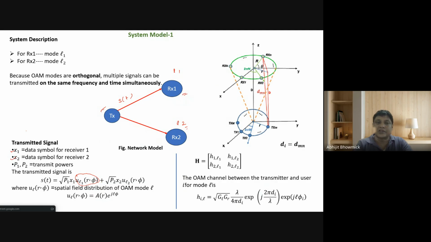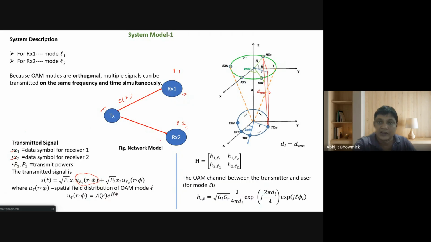Since these L1 and L2 modes are orthogonal to each other, they won't interfere with each other. They are transmitted in the same band. RX1 basically decodes the first part, that is the L1 mode information, and RX2 will decode the second part, that is the L2 mode.